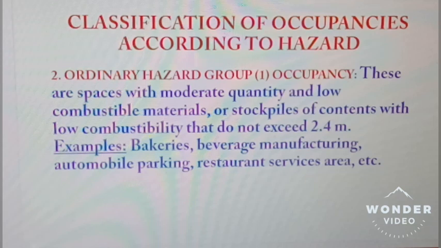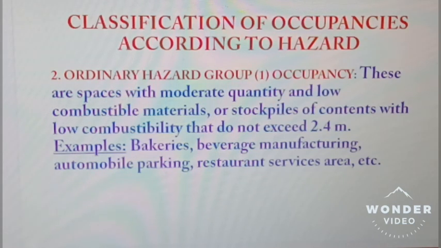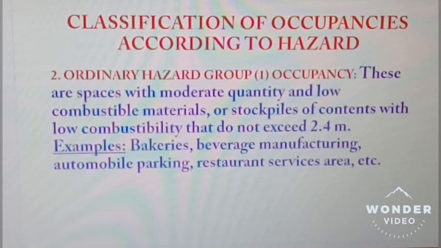2. Ordinary hazard group 1 occupancy. These are spaces with moderate quantity and low combustible materials, or stockpiles of content with low combustibility that do not exceed 2.4 meter. Examples: bakeries, beverage manufacturing, automobile parking, restaurant services area, etc.